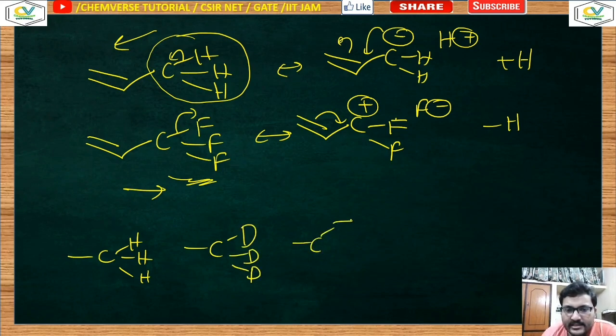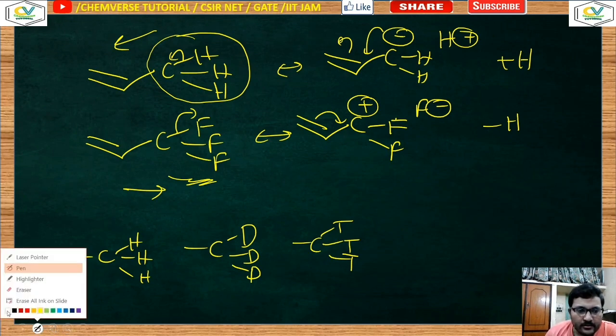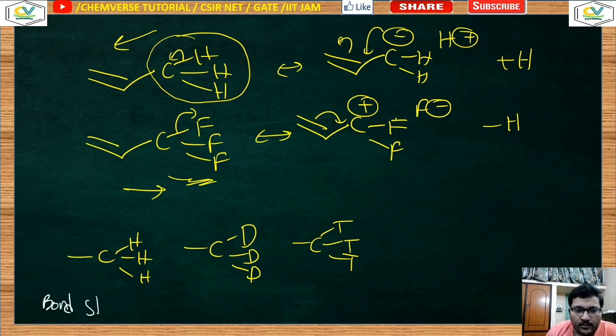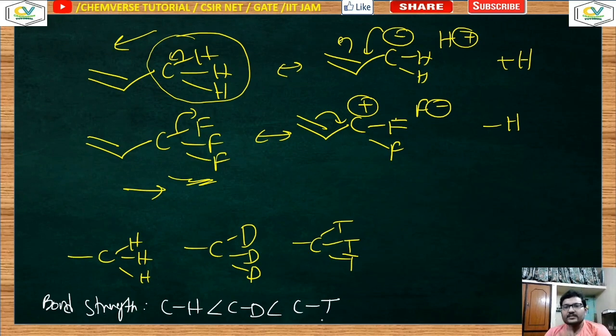And the last point I need to say, for CH3, CD3 and CT3, that means hydrogen, deuterium and tritium, the bond strength of CH is weaker if you follow the bond strength order. The bond strength of CH is lesser than CD, and even lesser than CT. So from this concept you can say that the plus H effect, these all are plus H groups, the plus H effect of CH3 is greater than CD3, and even greater than CT3, because the weaker the bond, the more will be the hyperconjugation.